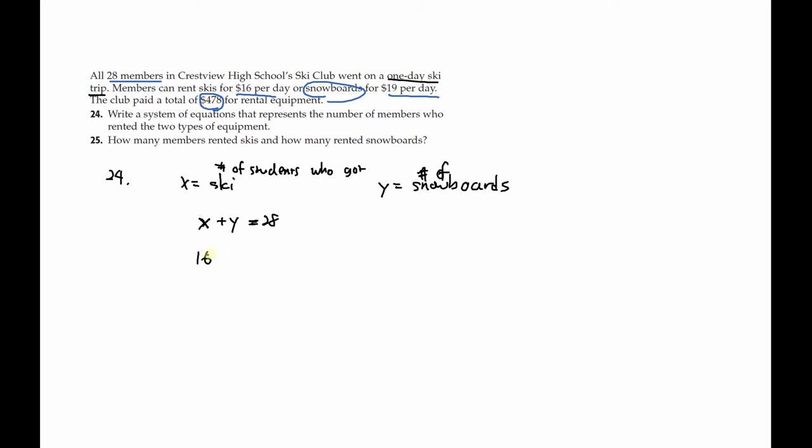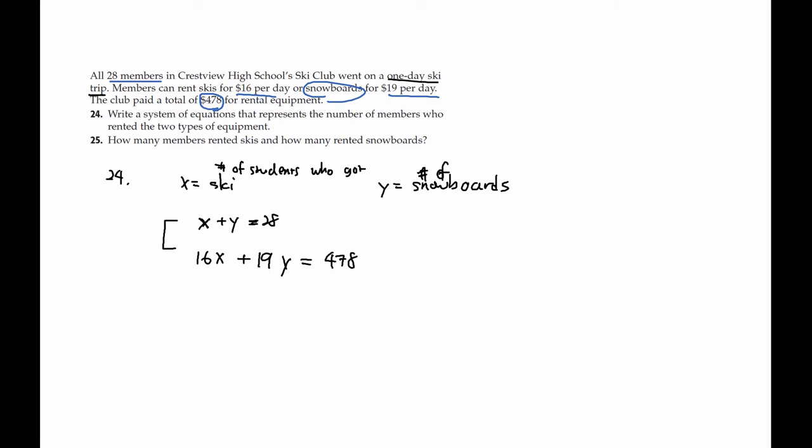It's kind of tricky here. So 16 times x because x is ski for 16. If you say 16y, then you're going to get it wrong. So make sure you are answering this correspondingly. And you have 19 per day for the snowboards, so you have to say 19y because we set y equal to the number of snowboards, basically the number of students. So we have 478 on the right side. So this is our system of equations that answers 24.